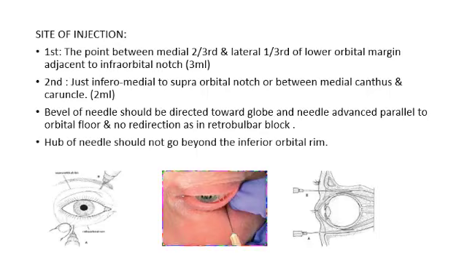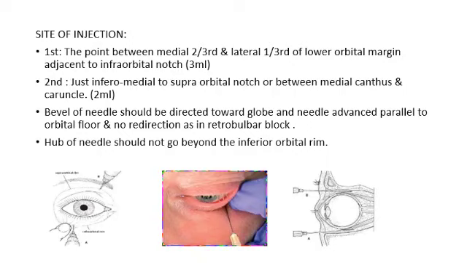Site of injection. The point between the medial 2/3 and lateral 1/3 of the lower orbital margin adjacent to the infraorbital notch, about 3 ml can be given. Second point is just inframedial to the supraorbital notch or between the medial canthus and the caruncle, about 2 ml can be given.